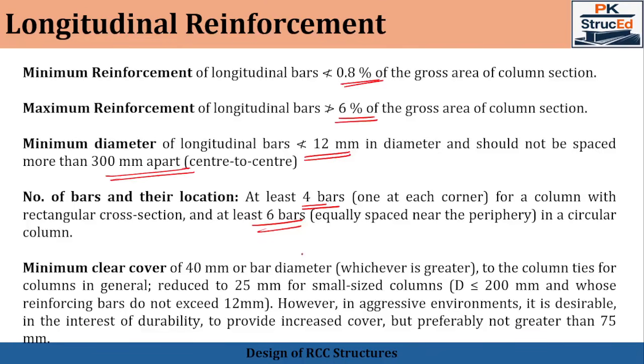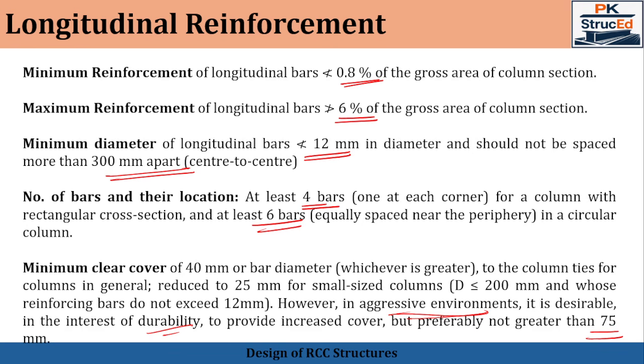Regarding the minimum clear cover, 40 mm or the bar diameter, whichever is greater, should be provided to the column ties in general. This can be reduced to 25 mm if the size of the column is less than or equal to 200 mm and whose reinforcing bars do not exceed 12 mm. Whereas in case of aggressive environments, it is desirable in the interest of durability to provide increased cover, but in no case should this value exceed 75 mm.